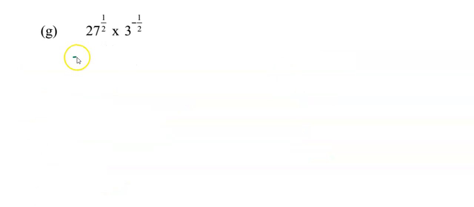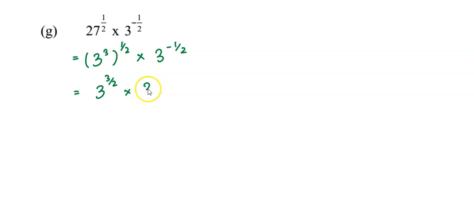For 27, I'm going to change it into 3 power of 3, and this is power of 1 over 2, multiplied by 3 power of negative 1 over 2. For the 3 power of 3, power of 1 over 2 here, the 3 and 1 over 2 cannot simplify. We just write it as 3 over 2, multiplied by 3 power of negative 1 over 2.